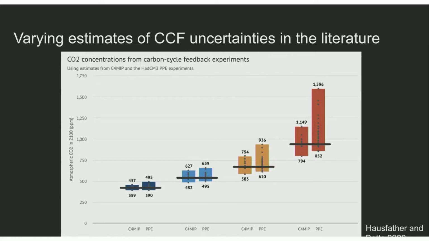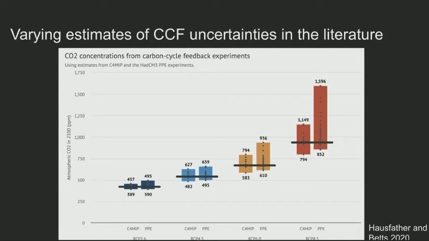One of the challenges we have today is that we don't have a great understanding of the uncertainty in carbon cycle feedback responses under different scenarios. This is a figure that Richard Betts and I put together for an analysis we did back in 2020, where we looked at two different sets of estimates of carbon cycle feedbacks: the CMIP5 C4MIP experiments, which is the first column, and the HAD-CM3 perturbed physics ensemble experiments, which is the second column. The black horizontal line represents the prescribed concentrations in each of those RCPs, and each of the dots is a different realization of 2100 concentrations in each of these experiments.